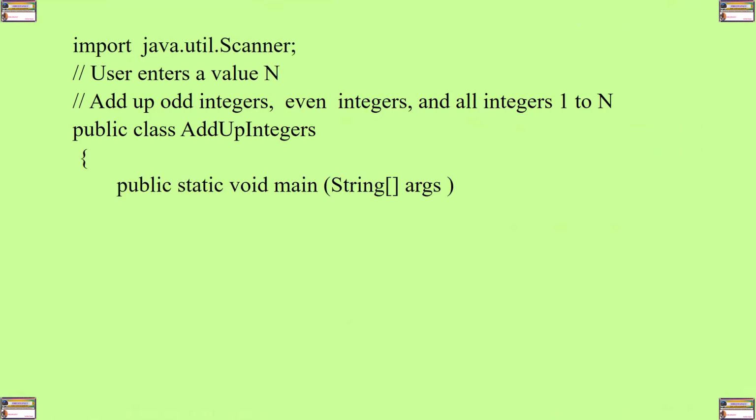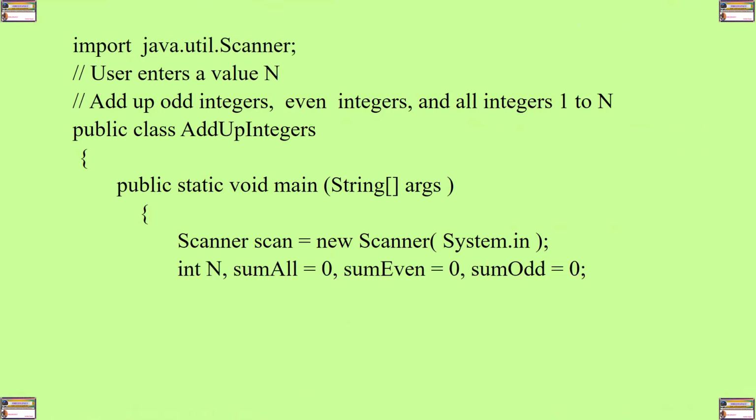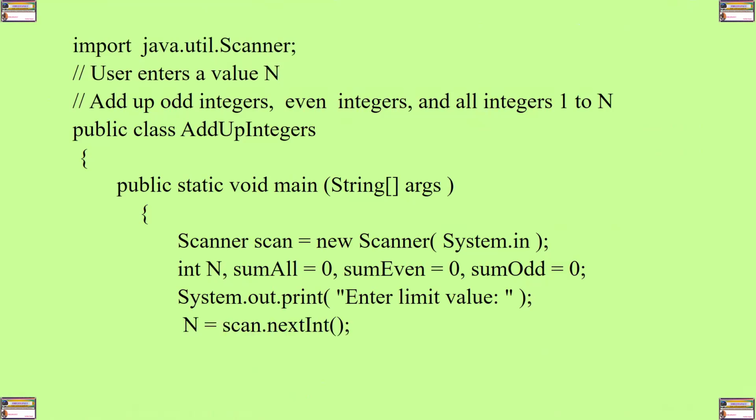And then we have our main method, which is public static void main. Then we declare an object called scan of type Scanner, and then we declare the variables: n, sum, sumEven, sumOdd of type integer, and at the same time initialize sum, sumEven, and sumOdd to 0. Once that is done, we request the user to enter the limit value, and that value is read and assigned to the variable n.